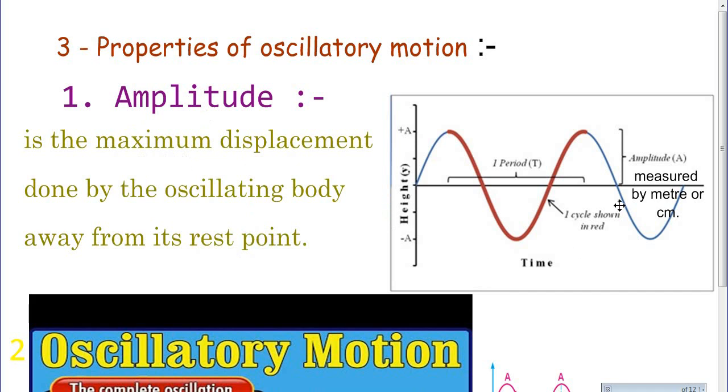From this figure we can find the amplitude like this: the distance between this axis, which represents the rest position or rest point, and the maximum point away from this rest position, which represents the top point or the bottom point. So this distance is amplitude and this distance is amplitude. And as we said, amplitude represents what? It represents length or distance, so its measuring unit is meter or centimeter.